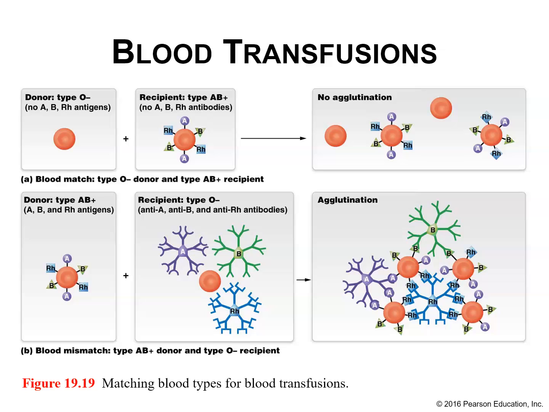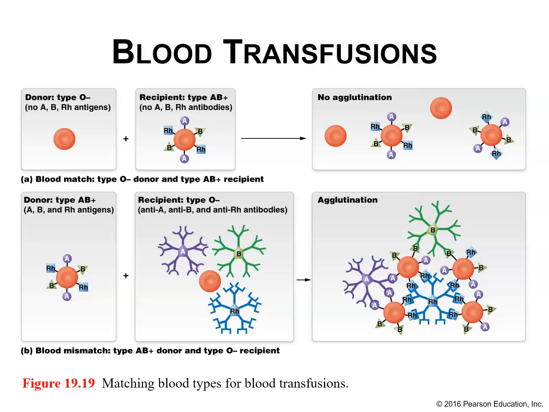So this is an example of, in this first case, a blood match where the donor type has O negative blood. Remember, he doesn't have any antigens on his red cell membrane. Then he's given to a recipient that has type AB positive blood. So the recipient is not going to have any antibodies in his serum. Therefore you get no agglutination with the red blood cells. So that's a blood match, when you take an O negative donor and give to an AB positive recipient.